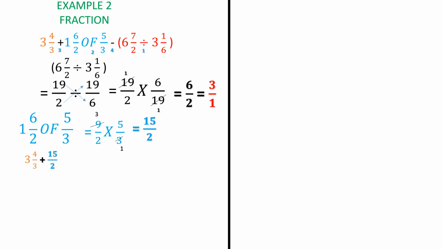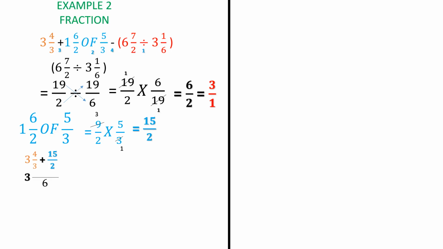Now we apply the rule of addition of fractions, which says we have to look for the LCM. Now before going to look for the LCM, we have to work the whole numbers. So we take 3, which is a whole number, plus 0. 3 plus 0 is equal to 3, and the LCM of 3 and 2 is 6.